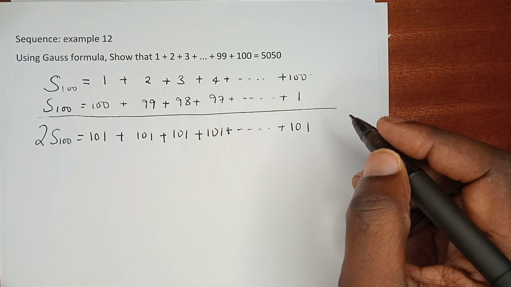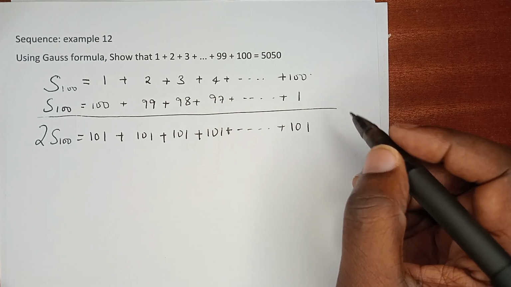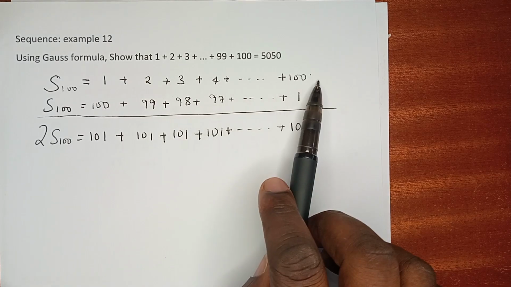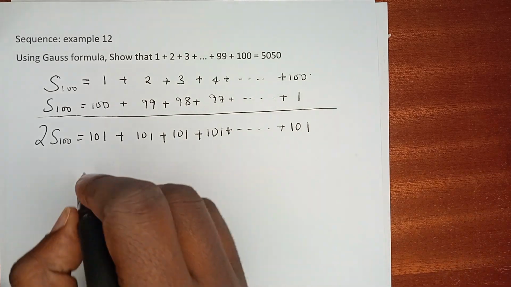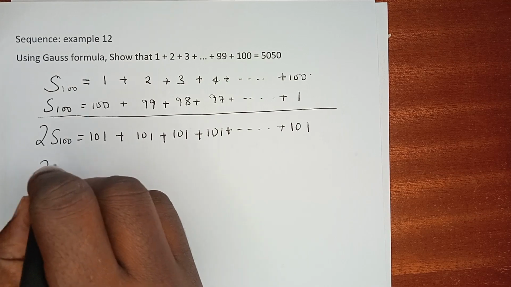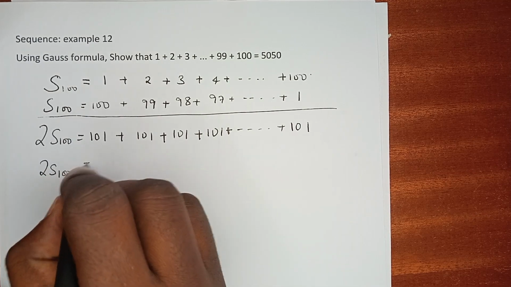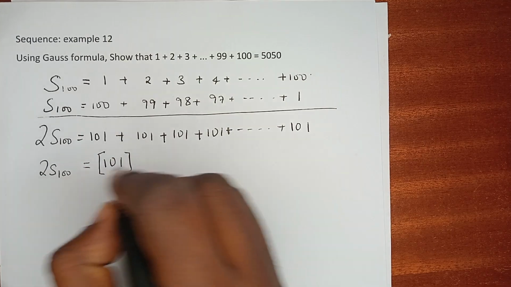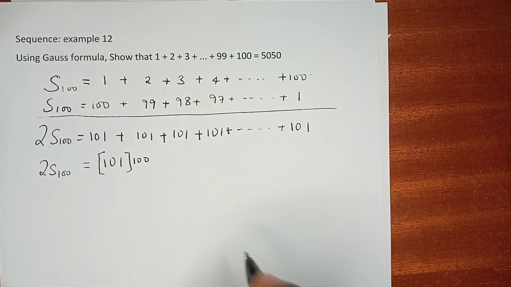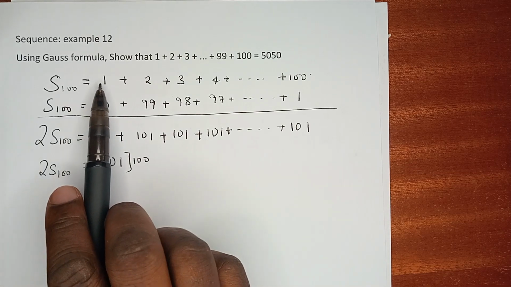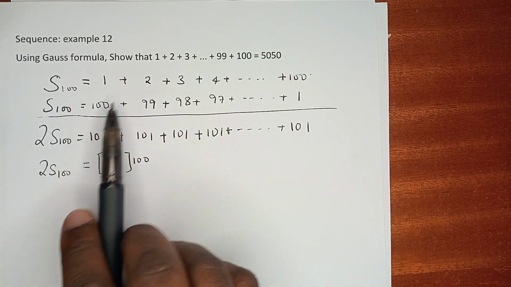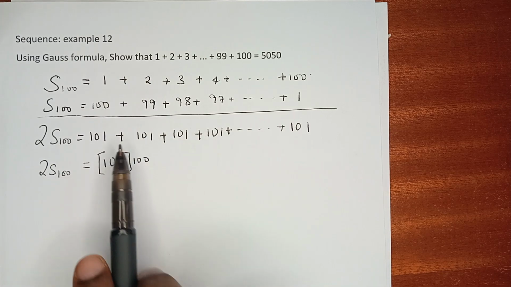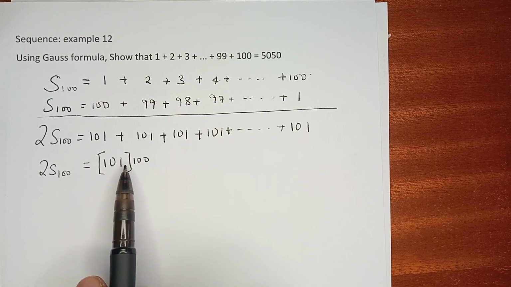In other words, how many 101s are we going to have? We are going to have 1, 2, 3, 4, all the way to 100. So twice the sum of the first 100 terms is 101 times how many times? 100 times. Because we are going to have the first term plus the last term, the second plus the second last. How many 101s are we going to have? We are going to have 100 101s.